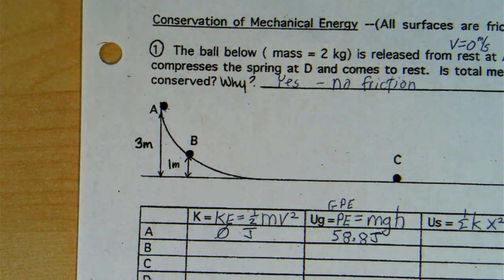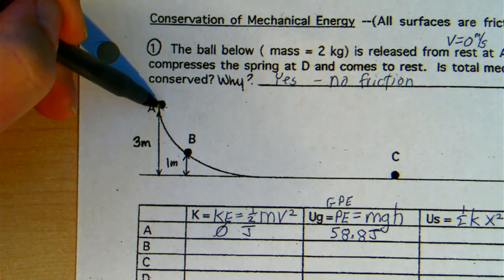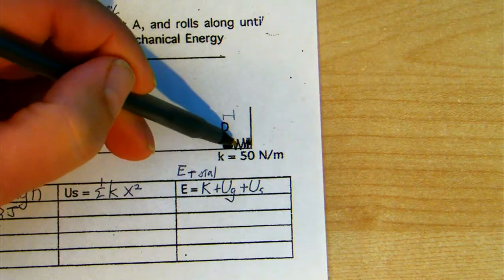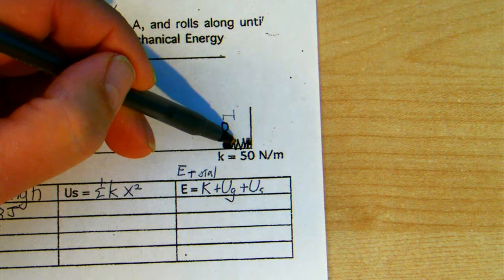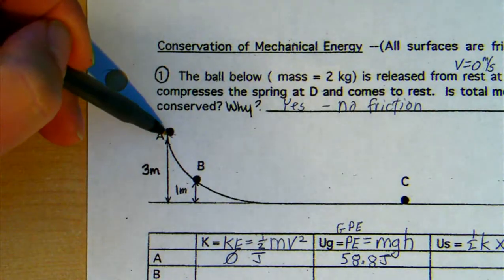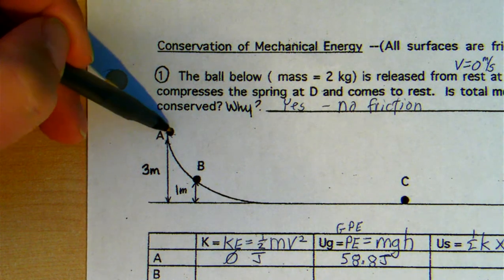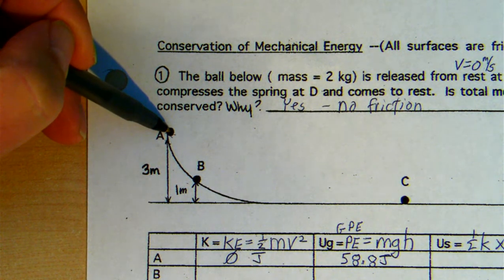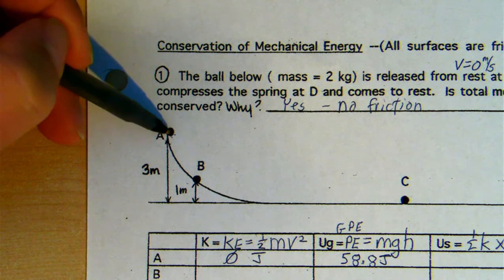You can't figure this one out. The ball's over here at point A. The spring is way over there at point D. The ball is not at D. The ball is at A. So how much is this ball squeezing that spring when the ball is over here?